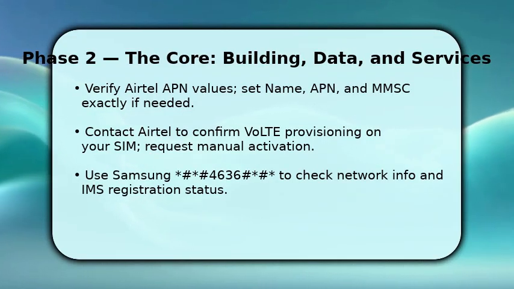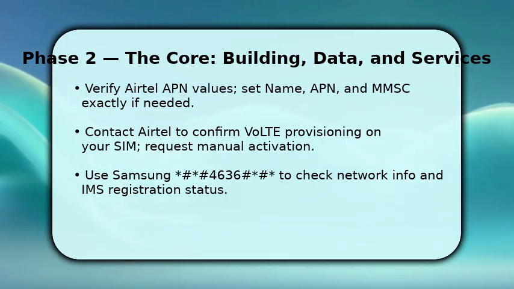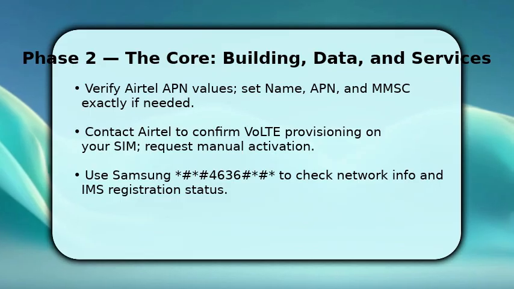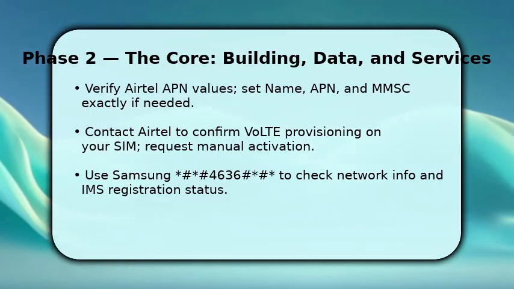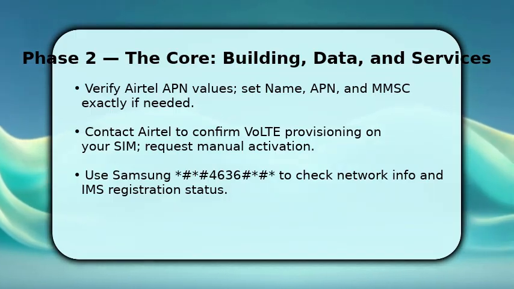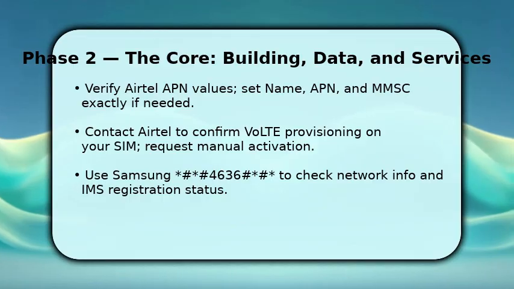While you wait, use the Samsung test menu with dialer code *#4636#* to view IMS registration and network info. If IMS shows unregistered, this indicates provisioning or APN issues, so continue troubleshooting accordingly.